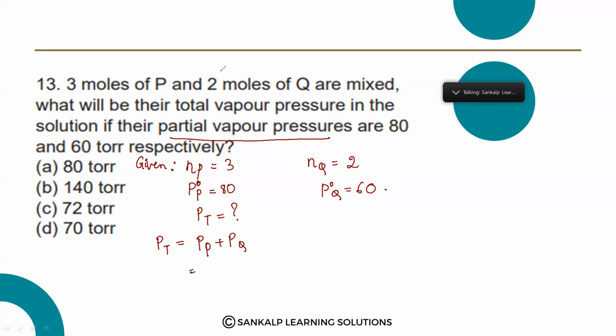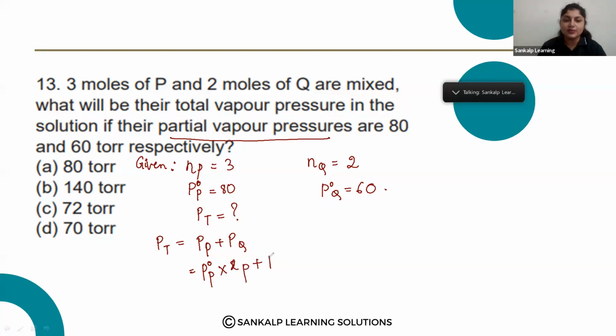So how is it given? The total vapor pressure is equal to the sum of the partial vapor pressures. So PP is nothing but, further substituting, P naught P into XP. This is according to Raoult's law, plus P naught Q into XQ. Now substitute it. What is P naught P? It is 80, into what is XP?